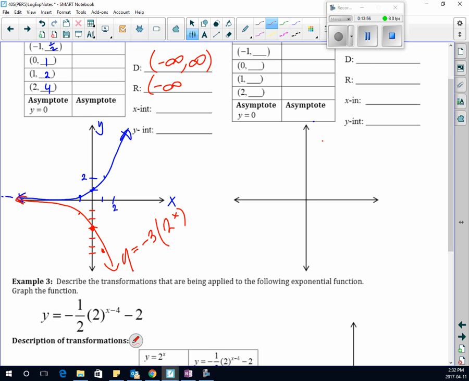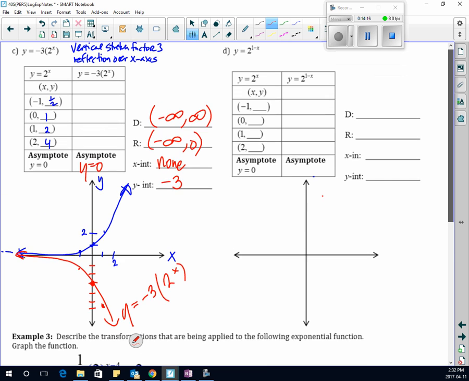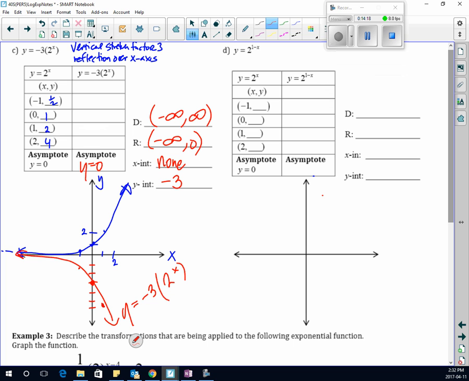Very good. It's -infinity to 0, not including 0. Remember, we have to go least to greatest, yes? What's my x-intercept? None. What's my y-intercept? It's -3, yes? And my asymptote is still at y equals 0. And like I said, you can use the table of values to do it, but I think we're at the point where we can just transform the points.